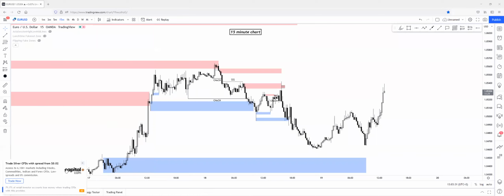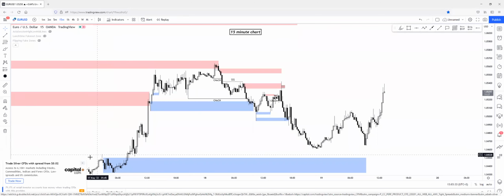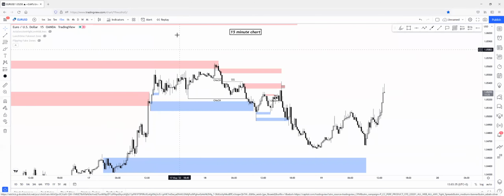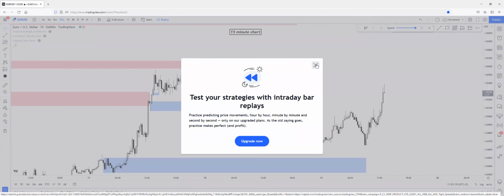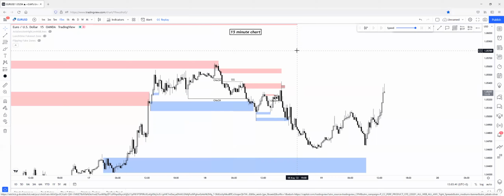And why is there a new? I didn't pay my TradingView. Yeah, I forgot to pay my TradingView. Okay, I will have to upgrade it.